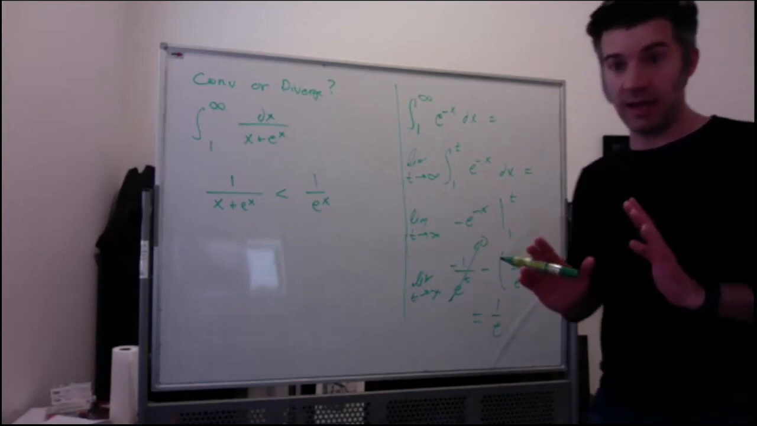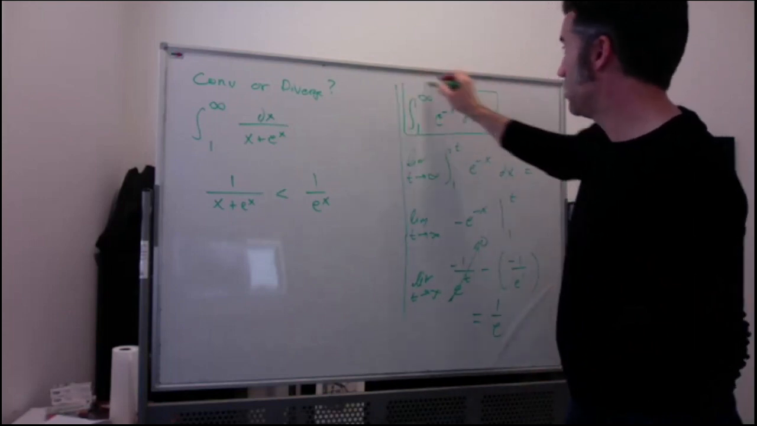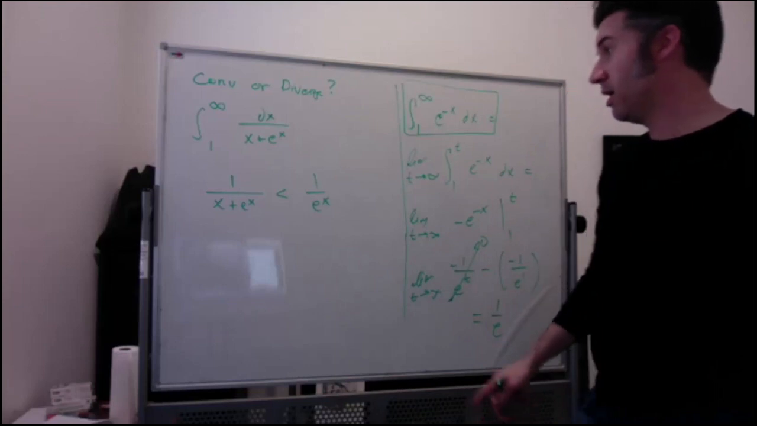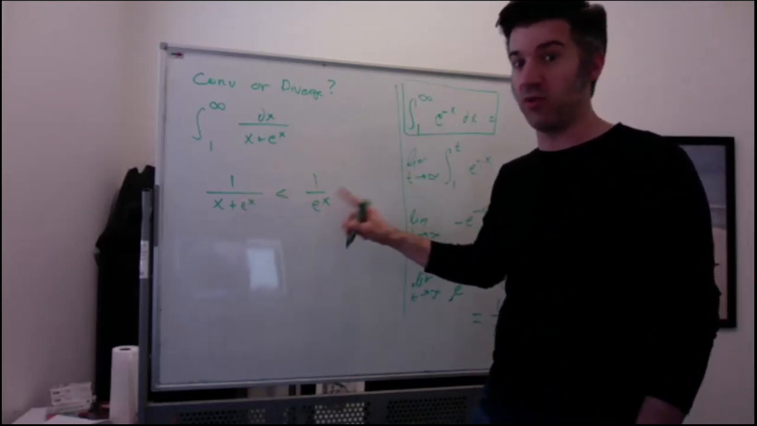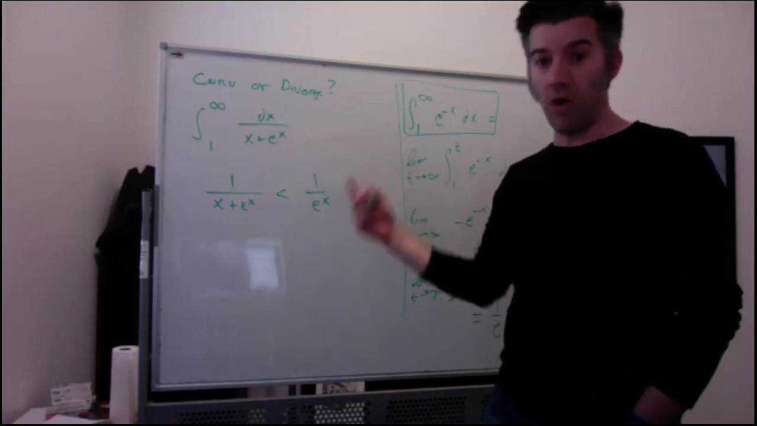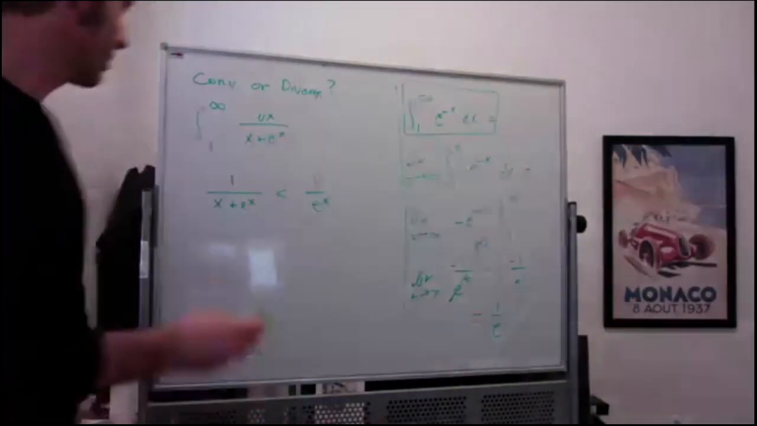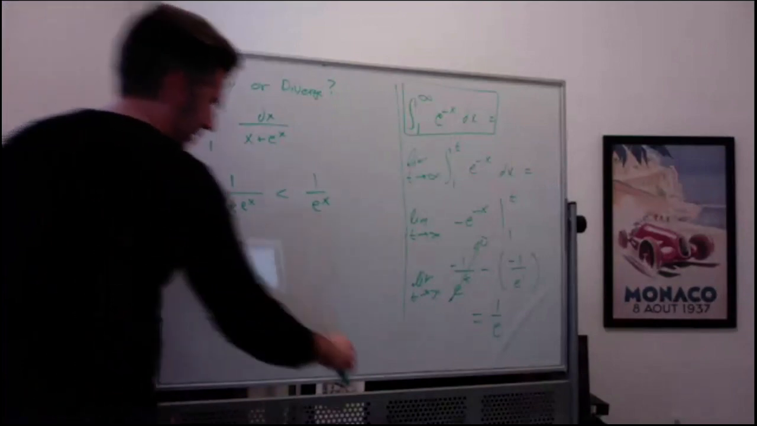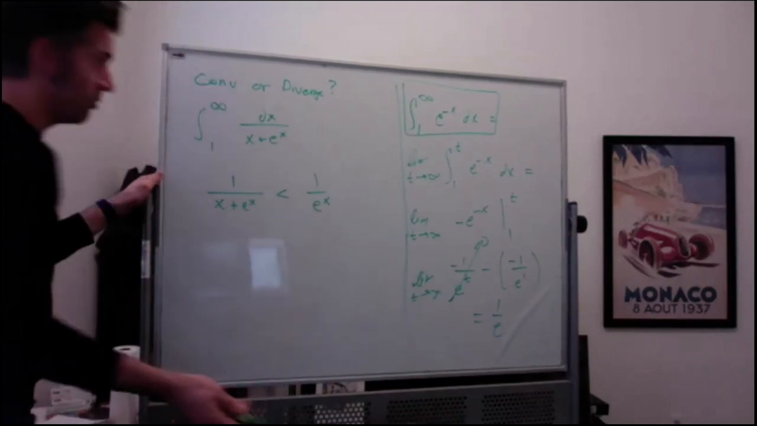So here's what we can say. This integral, that integral converges to 1 over e. This integral, because this function is less than this function, I'll draw a picture in a second, this integral also converges by the comparison test. This converges, I'm going to write that down. So here's the idea in this example.